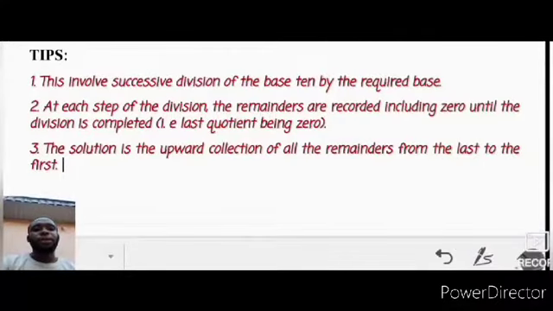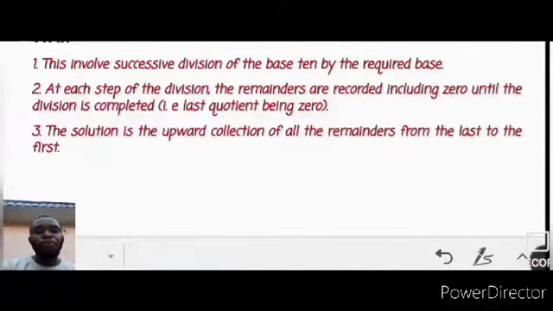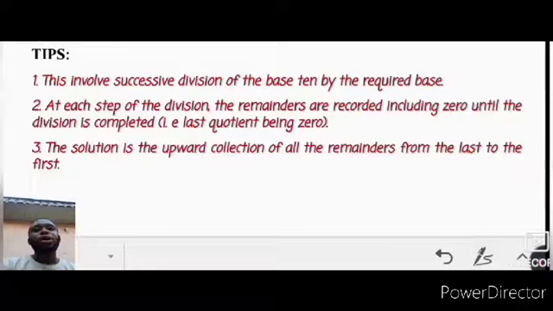Tip number 1 involves successive division of the base, base 10, by the required base. That means you continue dividing. As we are going from base 10 to base 2, you continue dividing base 10 by 2 to a point that it is indivisible, that is, to 0. Tip 2: at each step of the division, the remainders are recorded, including 0, until the division is completed, the last quotient being 0.